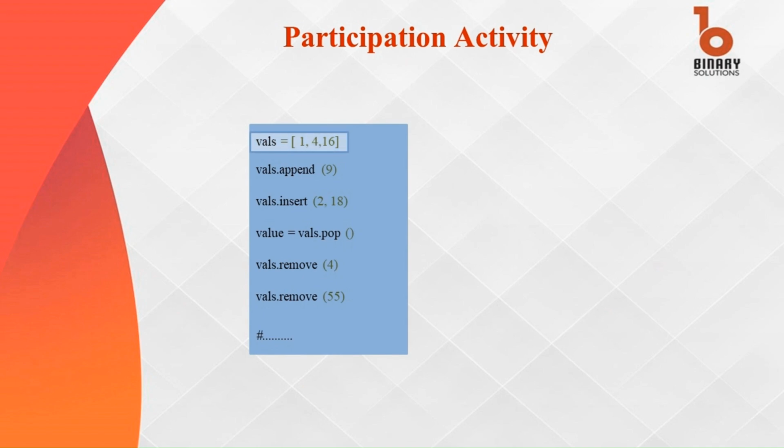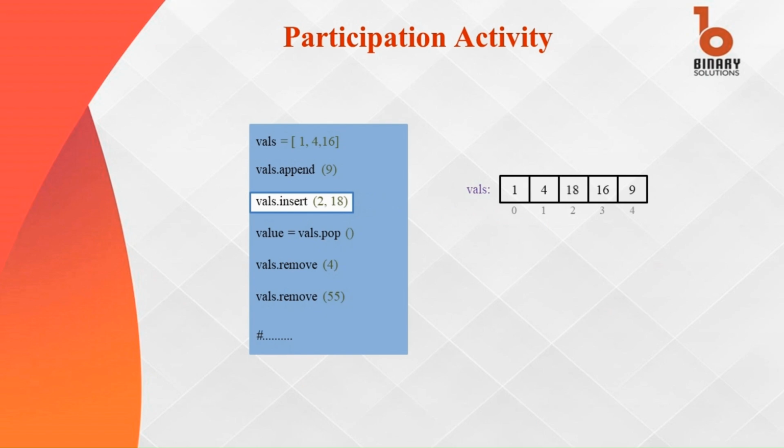Initially, the list vals contains the elements 1, 4, 16. The first operation is vals.append(9), which adds the element 9 to the end of the list, modifying vals to [1, 4, 16, 9]. The second operation, vals.insert(2, 18), inserts the element 18 at position 2, pushing the existing elements at that position and beyond to the right, resulting in the list [1, 4, 18, 16, 9].